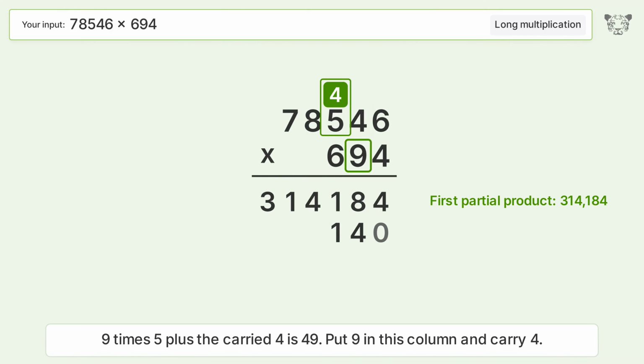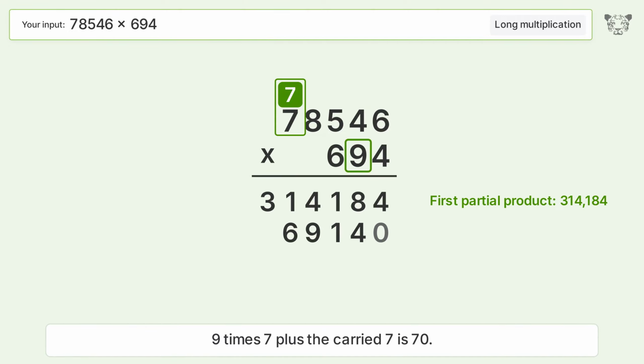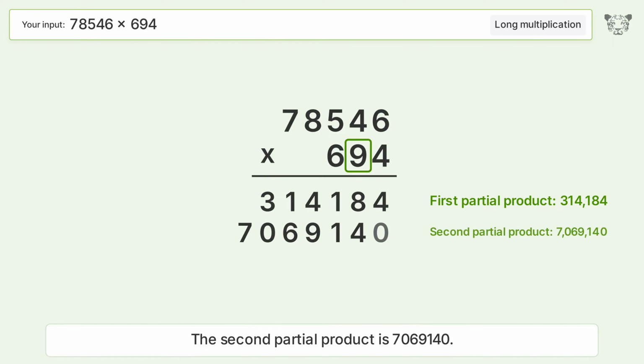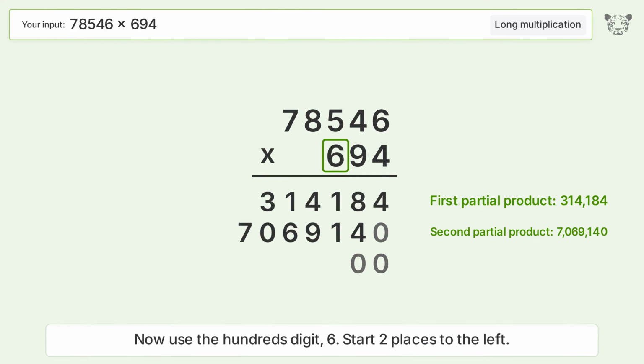9 times 5 plus the carried 4 is 49. Put 9 in this column and carry 4. 9 times 8 plus the carried 4 is 76. Put 6 in this column and carry 7. 9 times 7 plus the carried 7 is 70. The second partial product is 7,069,140. Now use the hundreds digit, 6.